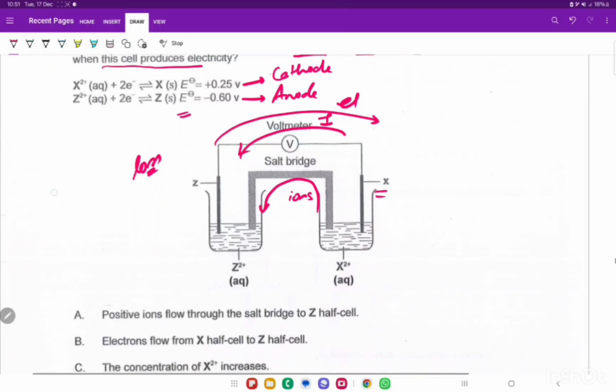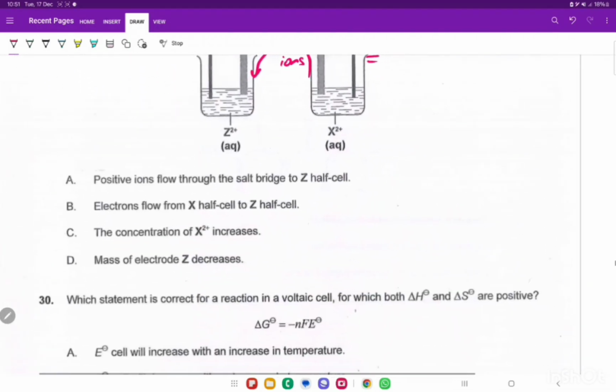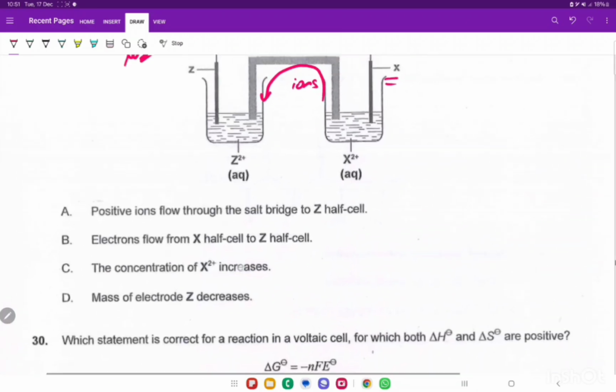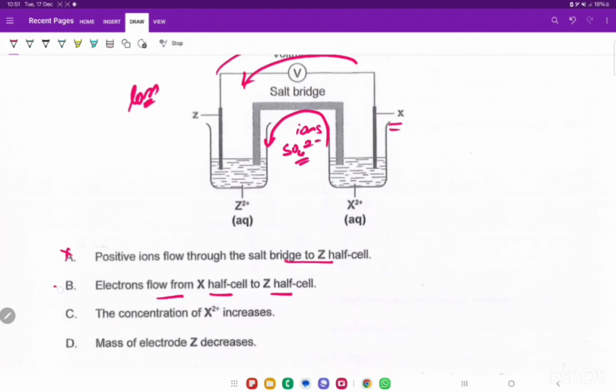Now, what is being asked? What will occur when the cell produces electricity? Option: a positive ion flows through the salt bridge to the Z cell. But with sulfate ions, it is the negative ions that will move. The positive ions will move, it's wrong. Positive ions will not move, negative ions will move. Electrons flow from X to Z? No, electrons are moving from Z to X, wrong.